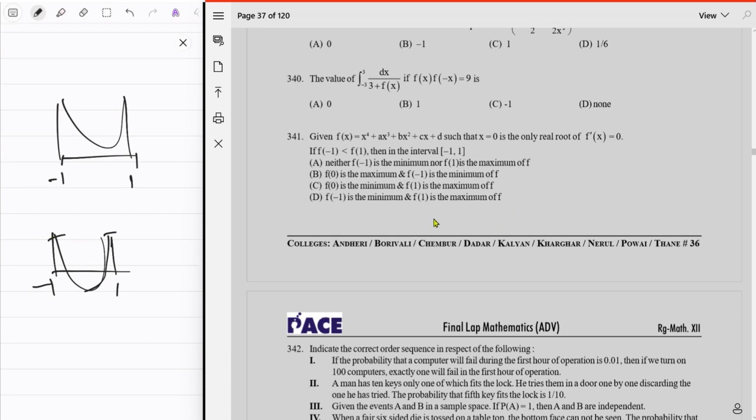Okay, 1 पे क्या हो रहा है? It's like x power 4 plus ax. So a positive है, right? Oh, okay, that explains it, because f of 1 is bigger than f of -1. Okay, that means कि हाँ, f of 1 is the maximum value. So okay, C is correct.